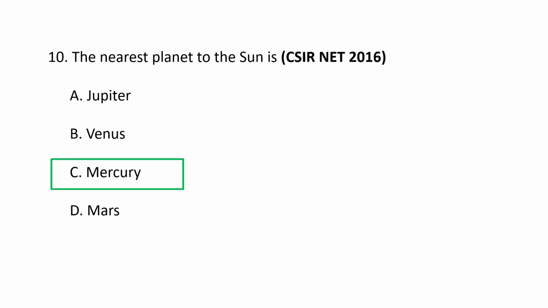Mercury. Mercury is the closest planet to the Sun, orbiting at an average distance of about 36 million miles or around 58 million kilometers or 0.387 astronomical units. As the smallest planet in our solar system, it orbits the Sun the fastest, completing a full year-long orbit in just 88 Earth days. So the nearest planet to the Sun is Mercury. C is the correct option.